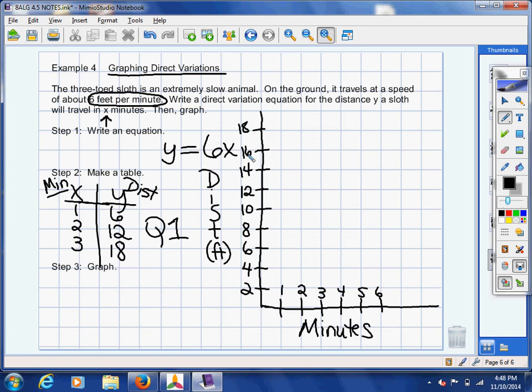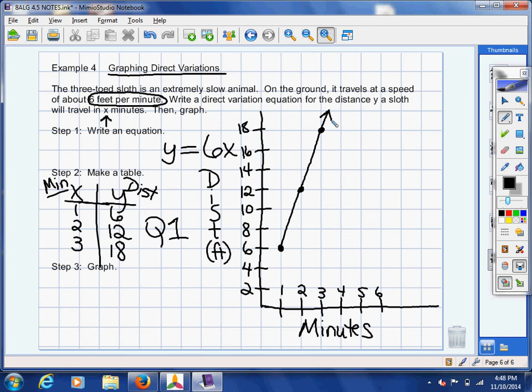So let's start graphing. We've got 1, 6. There it is. 2, 12. And then 3, 18. And there you go. We have definitely a straight line.